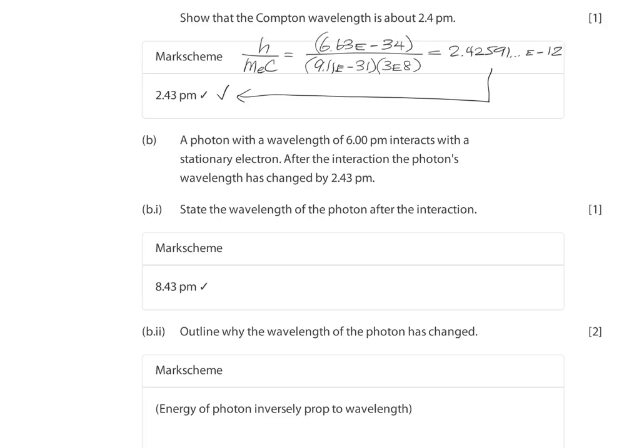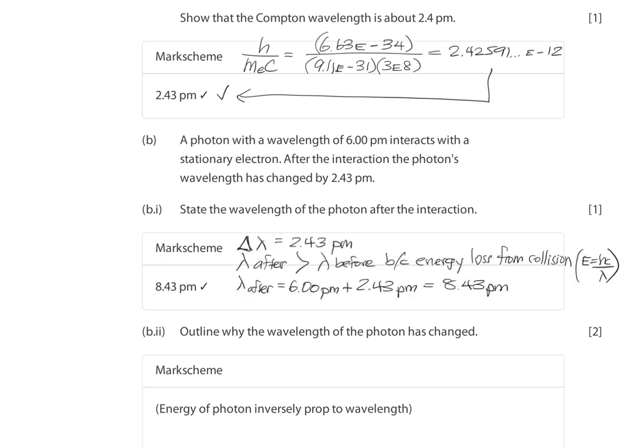B. A photon with a wavelength of 6 picometers interacts with a stationary electron. That's going to be a Compton situation. After the interaction, the photon's wavelength is changed by 2.43 picometers, the Compton wavelength. State the wavelength of the photon after the interaction. So we have B I, state the wavelength after the interaction, and the wavelength is going to be greater because after the collision, energy is lost to the electron, and so if energy goes down, wavelength goes up because they're inversely proportional. So 6 picometers plus 2.43 picometers is 8.43 picometers.